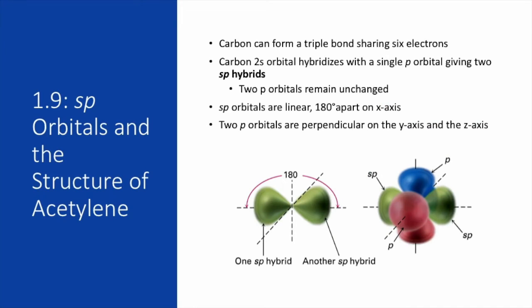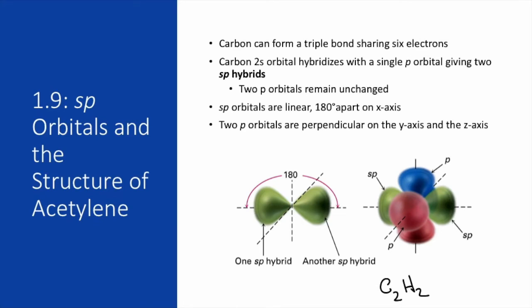The final topic is sp orbitals and the structure of acetylene. Acetylene has this formula. So carbon can form a triple bond by sharing 6 electrons. And to do this, it forms 2 sp hybrid orbitals. So where the sp2 was formed from an s orbital and 2 p orbitals, the sp hybrid orbital is formed from 1 s orbital and 1 p orbital, which means that you have 2 unhybridized p orbitals left over, and those 2 unhybridized p orbitals are available to form pi bonds. And a triple bond would have 1 sigma bond and 2 pi bonds.